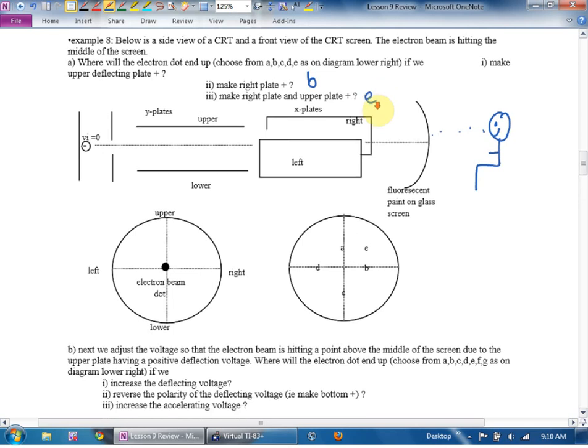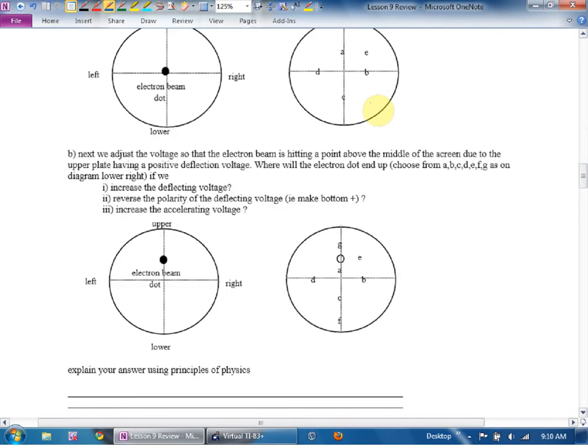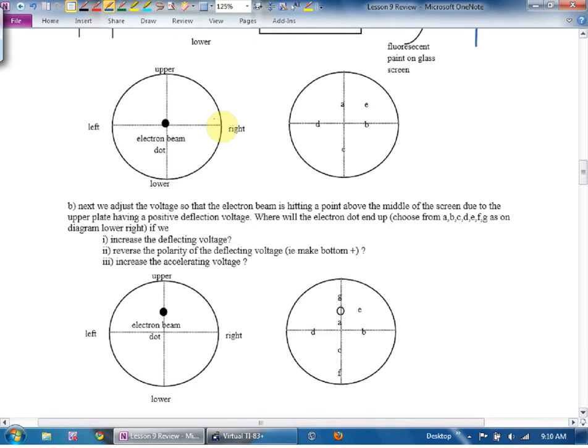Okay. Now we're going to adjust the voltage so that the electron beam is hitting a point above the middle of the screen due to the upper plate already having some positive voltage. So we readjust things so that we have the beam hitting right there. Where will the electron dot end up if we increase the deflecting voltage? So if we jack this voltage up, where will the dot end up? A, B, C, D, E, F, or G.